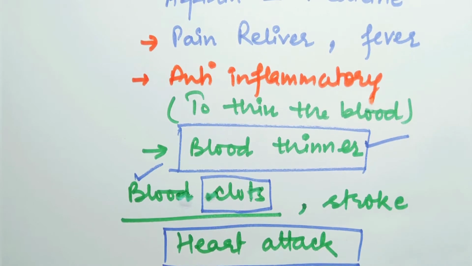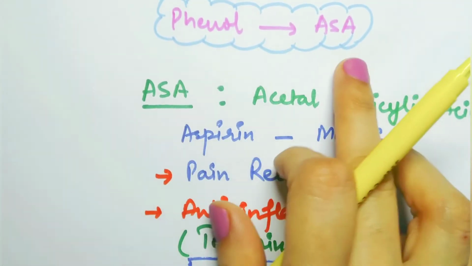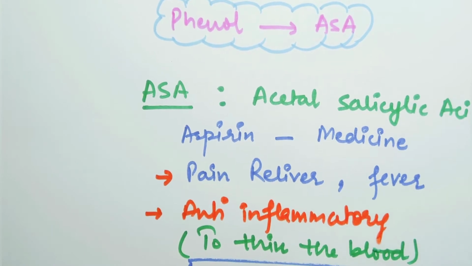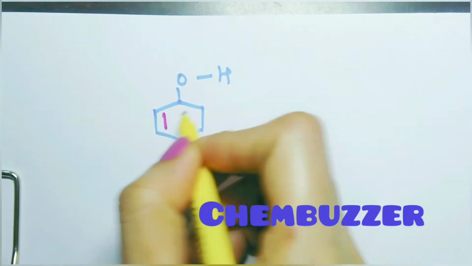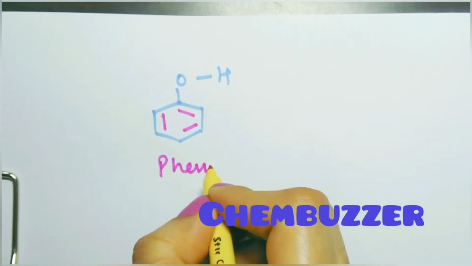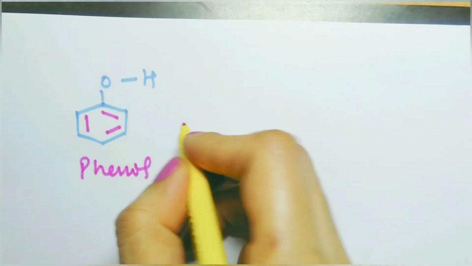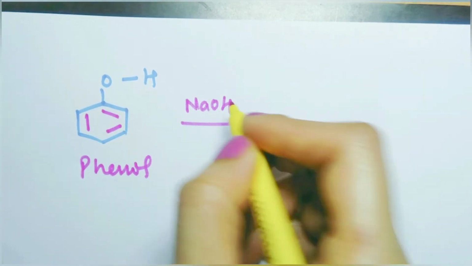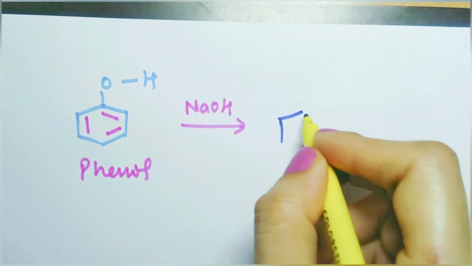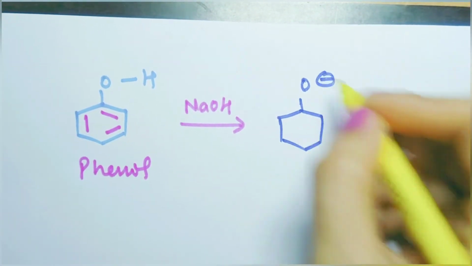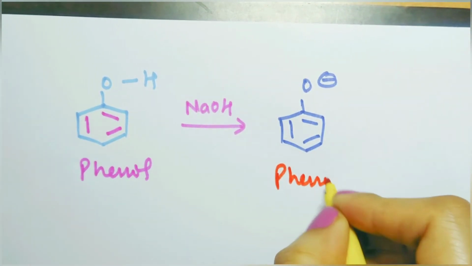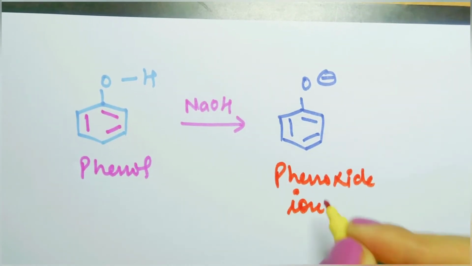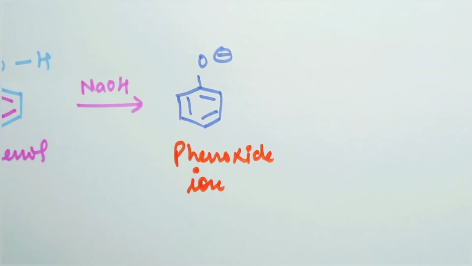Okay, now we'll discuss how phenol is converting into aspirin. So let's see the reaction and mechanism. We are having phenol, a benzene ring attached with an OH group. This is your phenol. On treatment with NaOH, it results in formation of phenoxide ion. So we are having here phenoxide ion, the stable one. We have already discussed this.